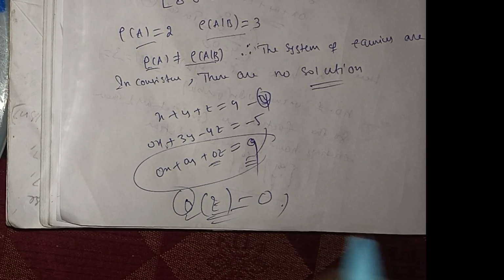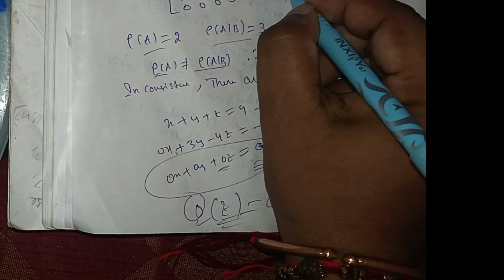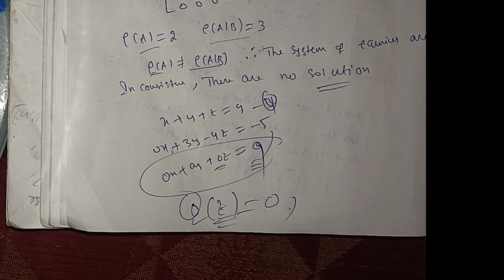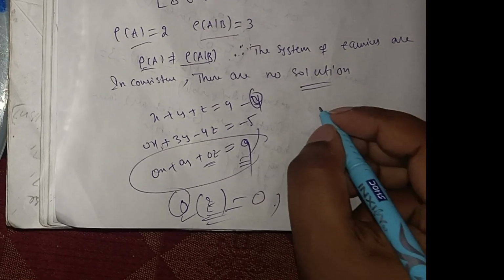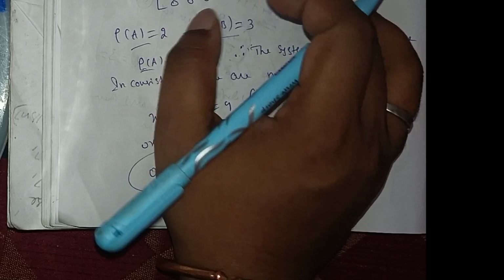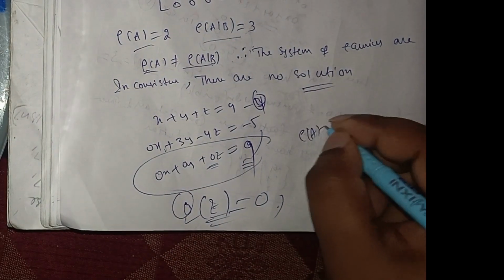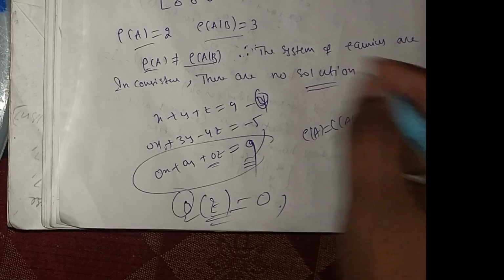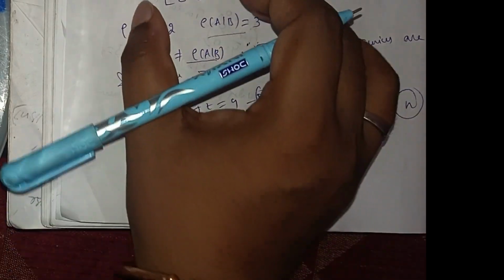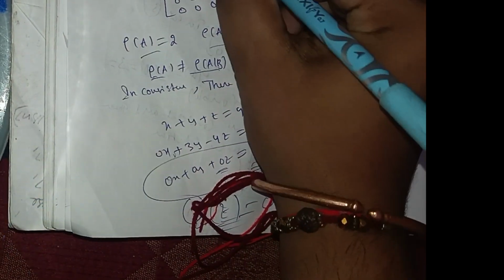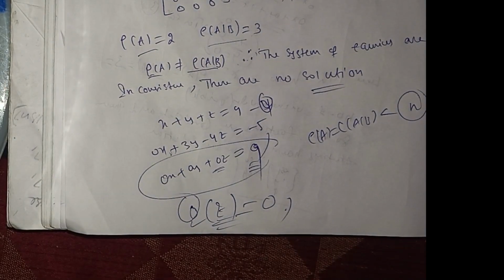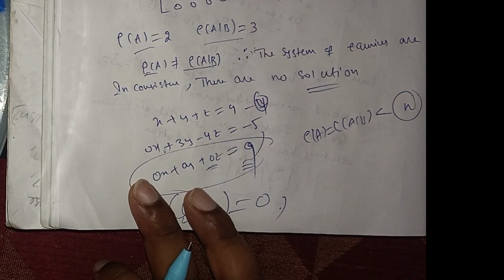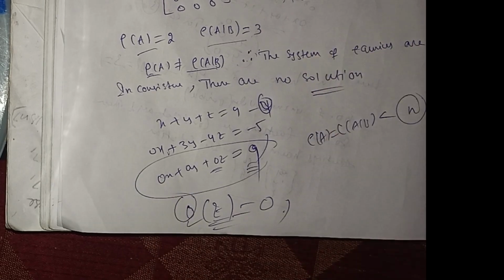In consistent equations you will get 0 only. In that case only you will get 0, because the rank of A equals rank of A by B, which is less than the number of variables. So it might be 2, meaning this whole term will become 0, or this whole term becomes 0. Then you'll get some solutions.